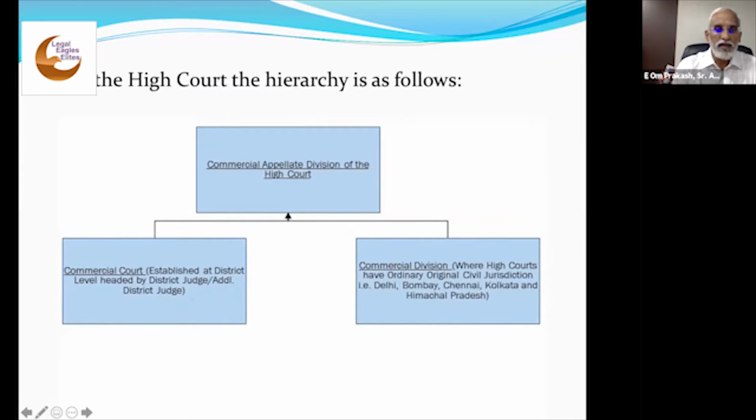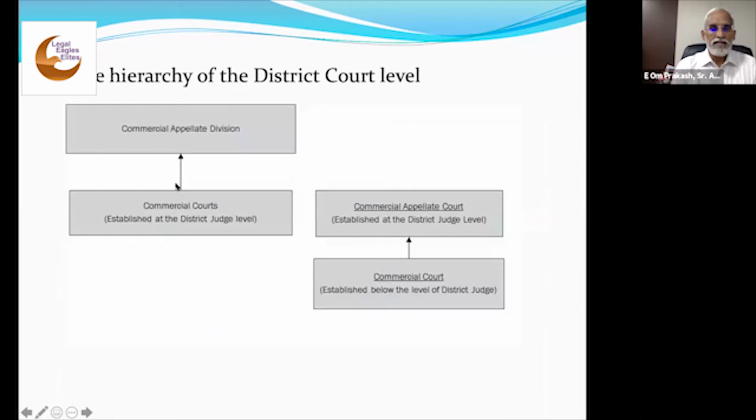The other area which you can look at is this. As I said, commercial court. If this commercial court is established below the level of a district judge, then an appeal will be to the commercial appellate court established at the district judge level. If this commercial court is established at the district judge level, as we saw in the earlier slide, the appeal will go to the commercial appellate division at the High Court. So this is on the constitution in terms of the enactment, the provisions which we saw, and the hierarchy which has been set forth.